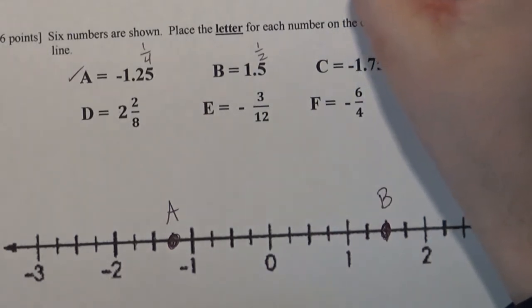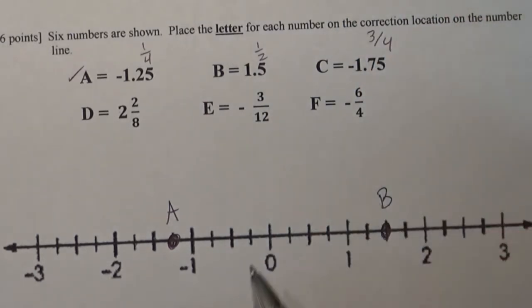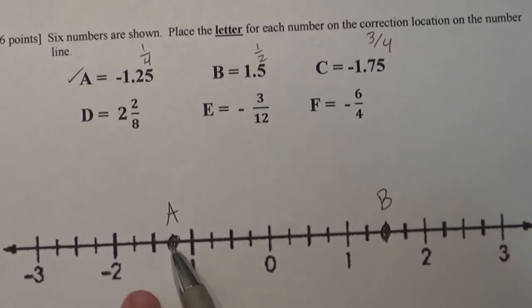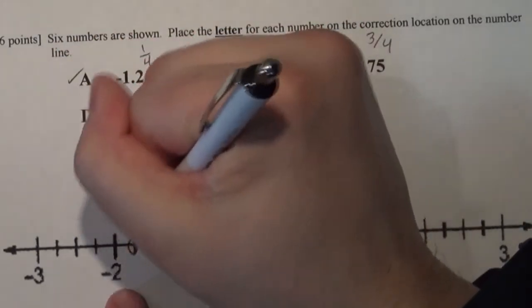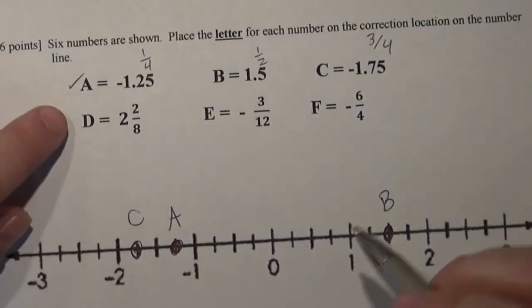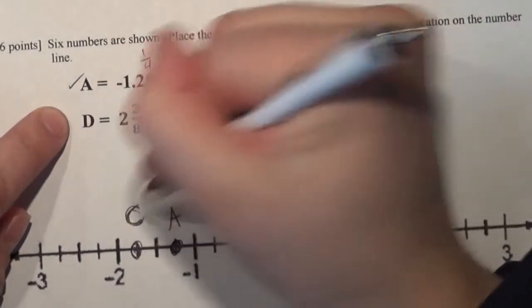Letter C, it says negative 1 and 75 hundredths. I know that's the same as 3/4, right? So that'll make it easy. I'm going to go to negative 1 and 1/4, 2/4, 3/4. This would be letter C. Let me move on to letter D. Make that C clear first.